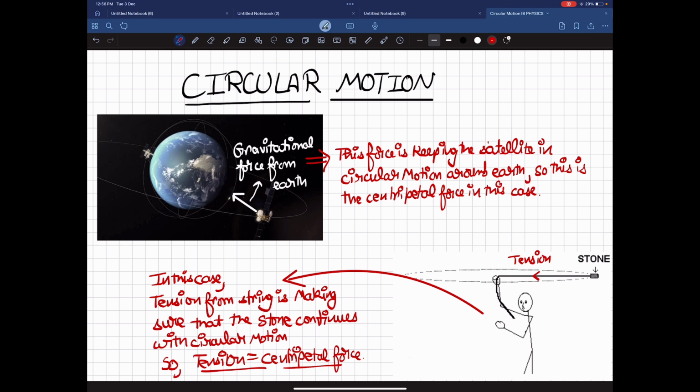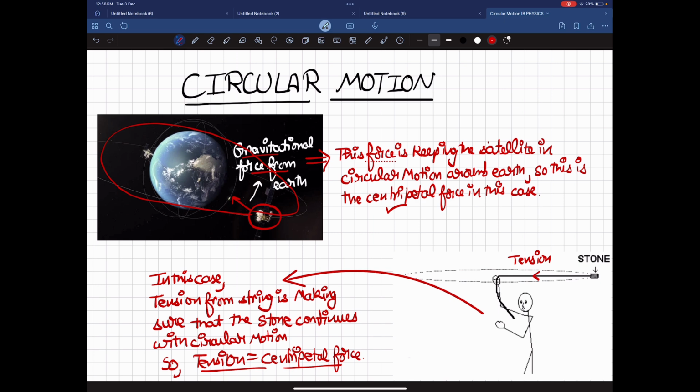Now, for example, in the figure you can see here, the satellite is completing its motion around the earth, and it's nearly a circle. So we can say that the gravitational force from the earth is making the satellite go in a uniform circle. The gravitational force from earth is making the satellite complete its circular path. So we can say gravitational force from the earth is acting as the centripetal force in this case.